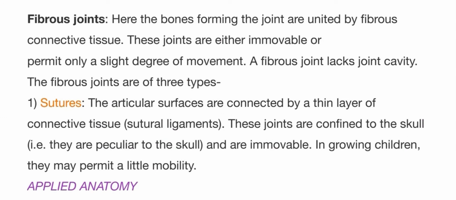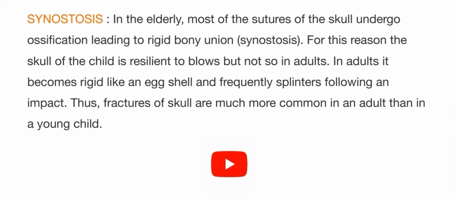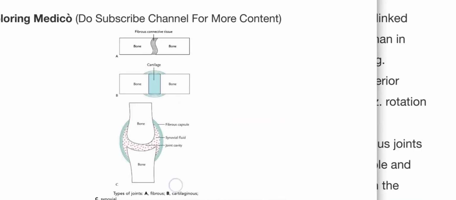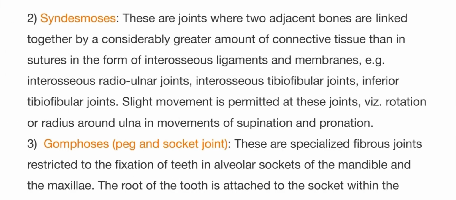which directly unite bone to bone. Single degree of motion means only one degree of movement. Three subtypes: suture, syndesmosis, and gomphosis. Here the bones forming the joints are united by fibrous connective tissue. These joints are either immovable or permit only a slight degree of motion. A fibrous joint lacks joint cavity. The fibrous joints are of three types: suture, in which synostosis; second, syndesmosis; and third, gomphosis.